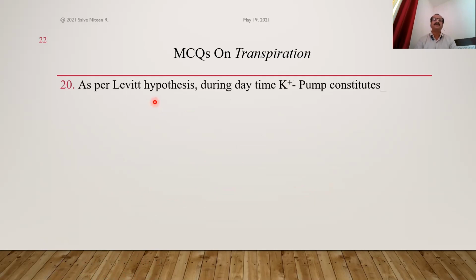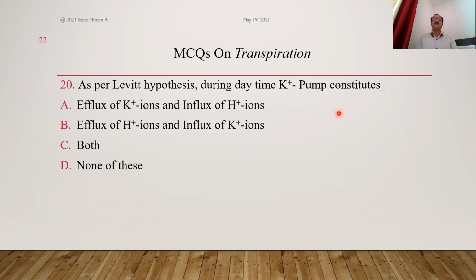As per this hypothesis, Levitt, during daytime, what does the potassium pump constitute? During daytime there is efflux, that means outward movement of H plus ions outside the guard cell, and influx, that is inward movement of potassium ions. Potassium ions present in the neighboring subsidiary cells, which are called ion storage cells, move inside the guard cells, and at the same time there is outward movement of H plus ions. So this happens during daytime. Okay, so B is the right answer.